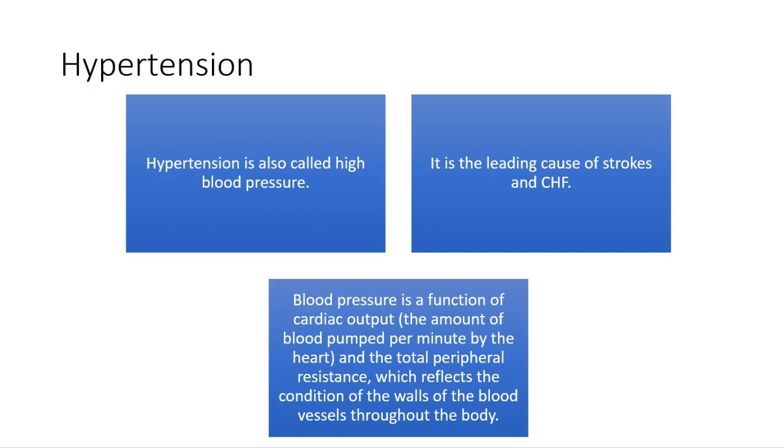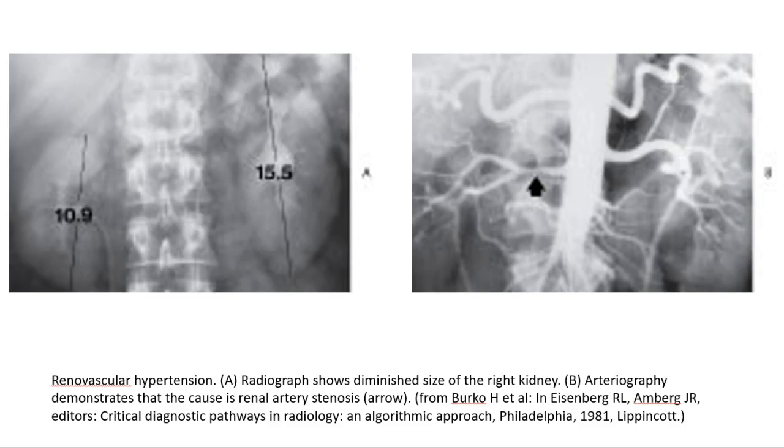Hypertension is also called high blood pressure. It is a leading cause of strokes and CHF. Blood pressure is a function of cardiac output, the amount of blood pumped per minute by the heart, and the total peripheral resistance, which affects the condition of the walls of the blood vessels throughout the body.